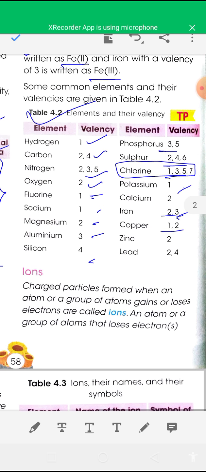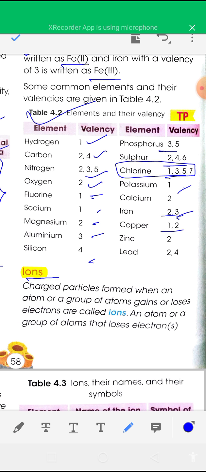Now see what is an ion. After atoms and molecules, it is ions. Ions are charged particles. What are ions? Ions are charged particles formed when an atom or group of atoms gains or loses electrons. So charged particles are generally known as ions, and these ions are formed when atoms or groups of atoms gain or lose electrons.